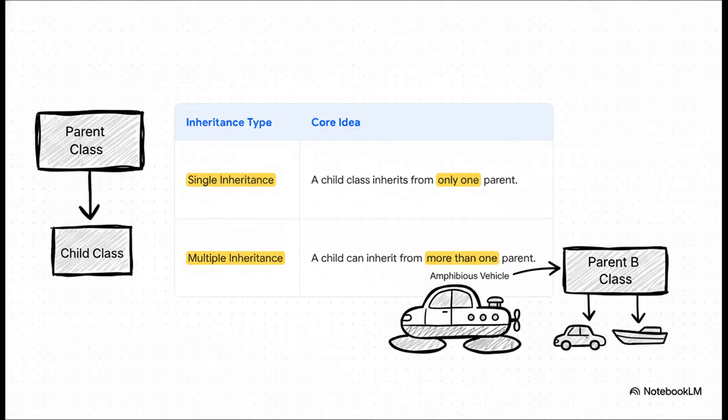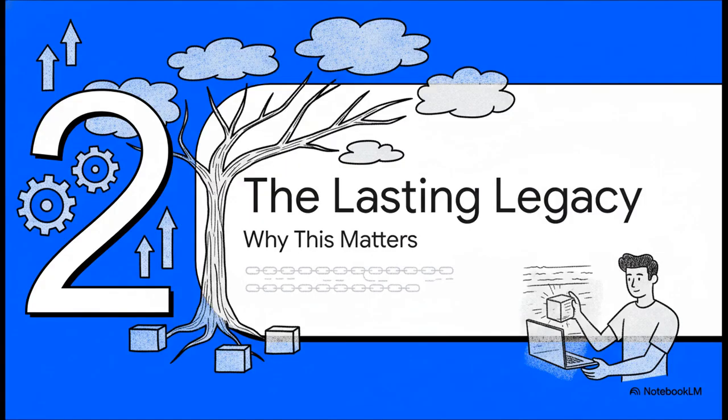So broadly speaking, you'll see two main flavors of this. First, and by far the most common, is single inheritance. That's what we've been looking at. One child inherits from one parent. Simple, clean, it's used everywhere. Then you have multiple inheritance. This is where a child class can have more than one parent. Imagine creating an amphibious vehicle. It kind of needs to be a car and a boat, right? It's a really powerful idea, but it can get complicated fast, which is why some languages don't even allow it directly.